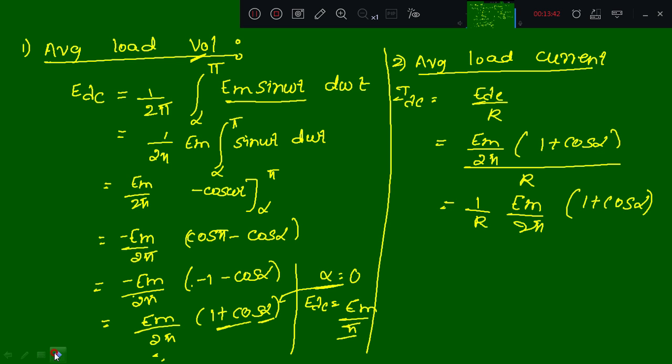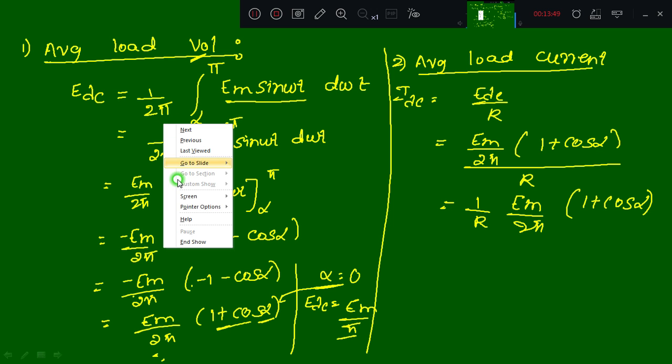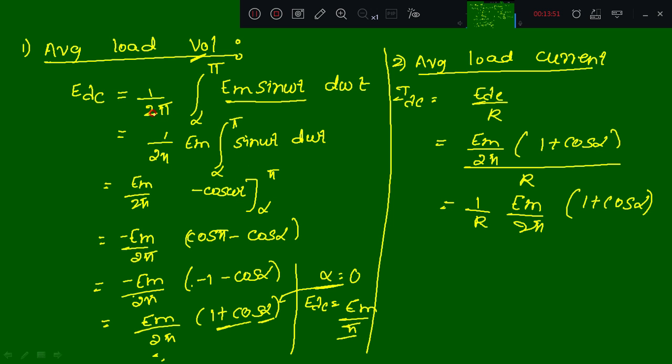Now this is the EDC. The waveform we have now, the same thing we need to calculate mathematically, and it is given by the formula 1 upon 2 pi for the complete cycle, positive and negative, but the output voltage is there from alpha to pi, Em sin omega t d omega t. Then we simplify this mathematically and get the answer as Em upon 2 pi, 1 plus cos alpha. Similarly, IDC is EDC upon R. This much is the answer.